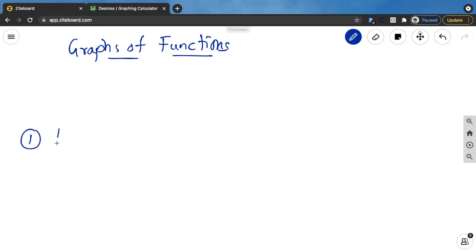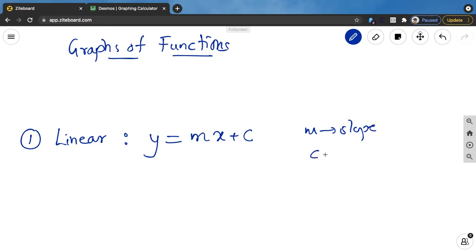The first one is something that all of you already are familiar with, the linear function, which is of the form y = mx + c. We all know that m is the slope and c is the y-intercept. c can also be thought of as the initial condition. That is, when x is 0, what is the value of y? So c is also called the initial condition.